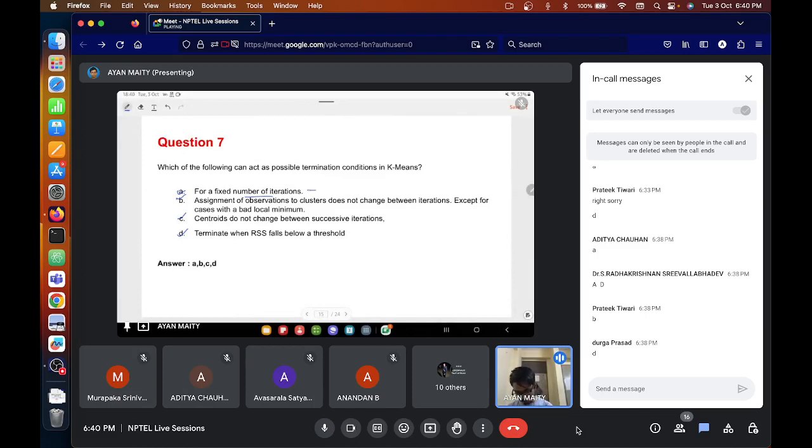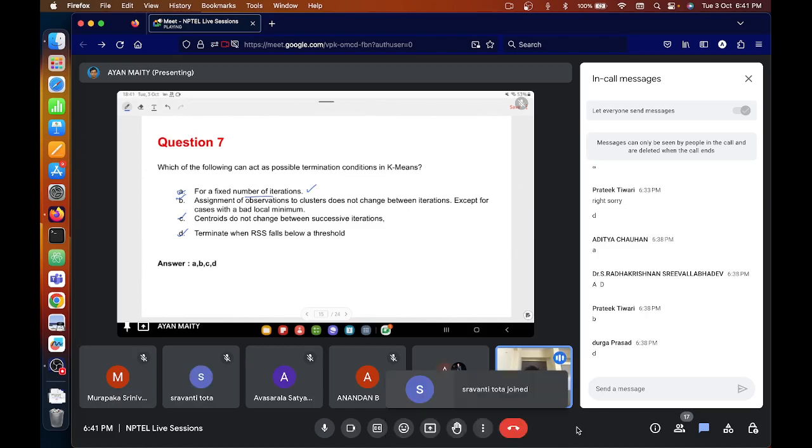So this is possible. Second option says assignment of observations to clusters does not change between iterations. After every iteration you reassign points to different clusters based on the distance. For every point you find out which is the closest centroid and then you assign that cluster to that point.